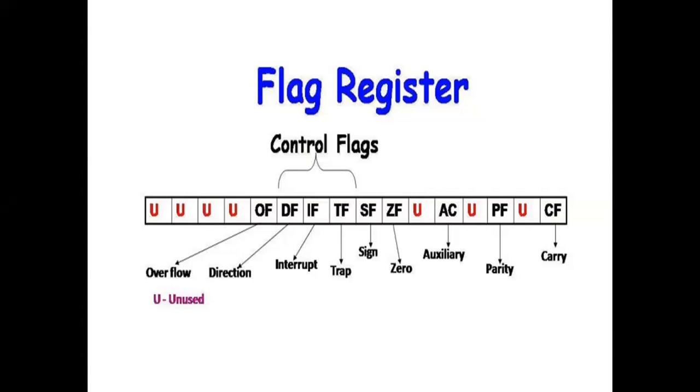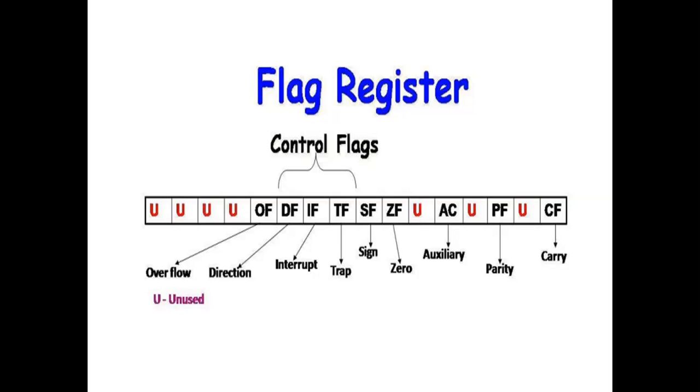The first one, there is the OF, overflow flag. DF is the direction flag. IF is the interrupt flag. TF is the trap flag. SF is the sign flag. ZF is the zero flag. AC is the auxiliary flag. PF is the parity flag, and CF is the carry flag.